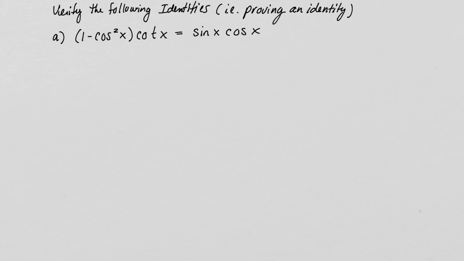So if I start with the left-hand side, probably the easiest thing to do would be to take this cotangent of x and distribute it to both of these two pieces. It's sitting outside of the parentheses, so I just need to multiply it times the stuff inside. The cotangent of x times 1 is just going to be the cotangent of x.